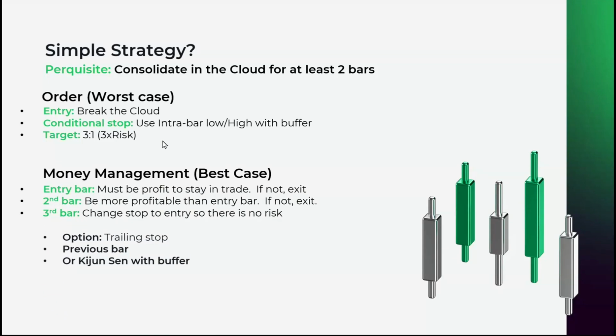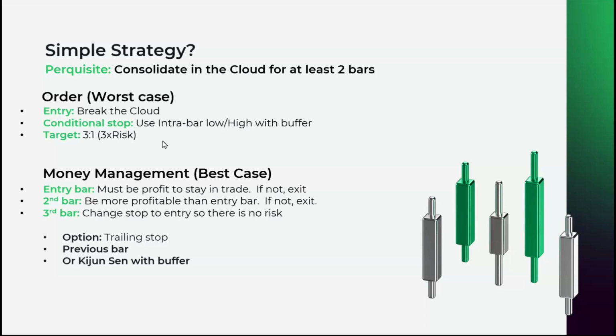Oh, I forgot. Let's look at money manager. Our goal is to enter trade. When we enter trade at the end of that bar, we want to be profitable to stay in. If we're not profitable, we're going to exit that trade completely. The second bar, we want it to be more profitable. So when that bar ends, we want it to be more profitable. If we're not more profitable, we're going to exit that trade. And then on the third bar, we're going to go to break even and take the risk out completely.